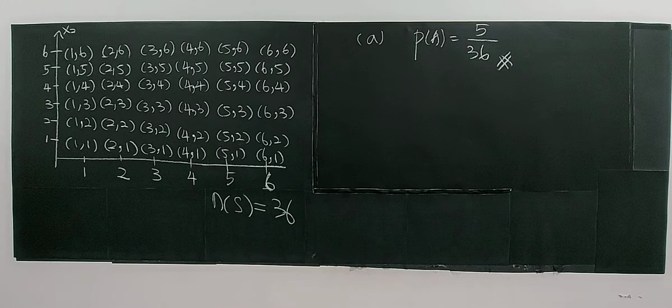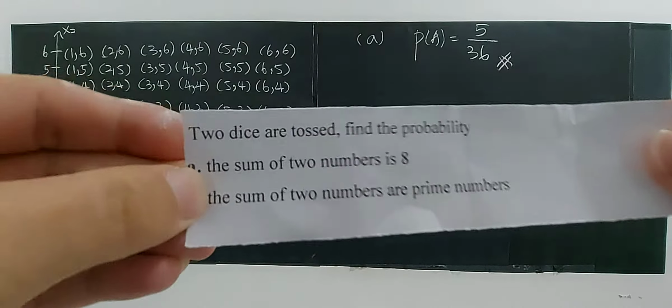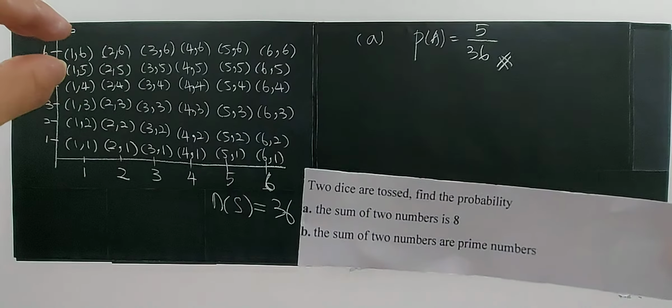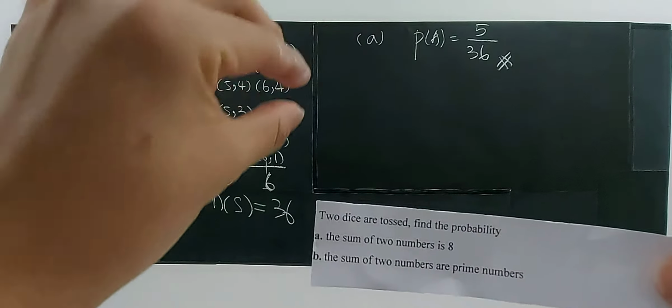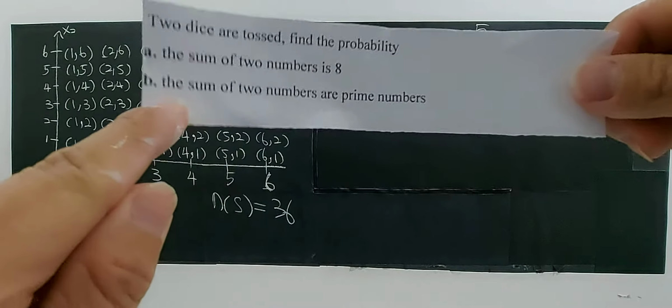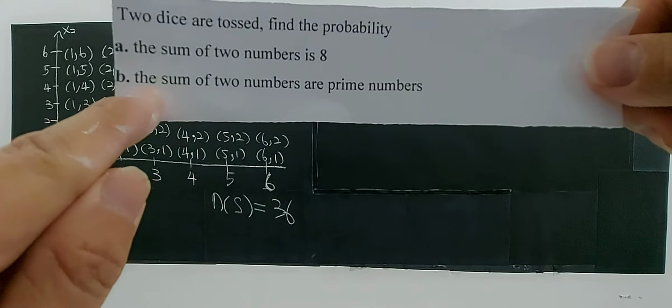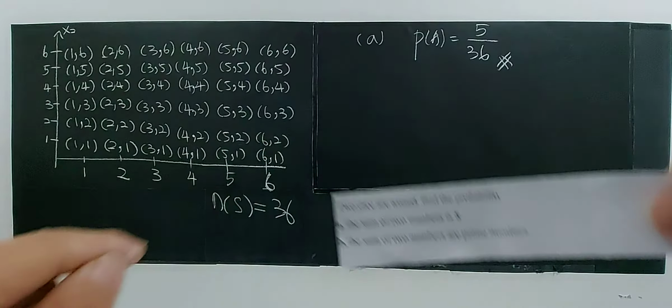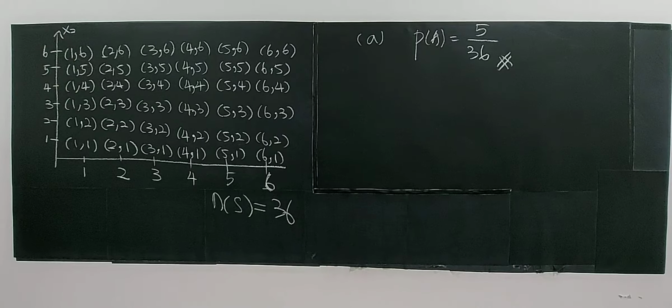Alright, let's look at Part B. This is another event. It's another event. This is all the outcomes. All the outcomes make up a sample space, right? But this is the event. They want the event where the sum of the two numbers is a prime number. So let's look from here.